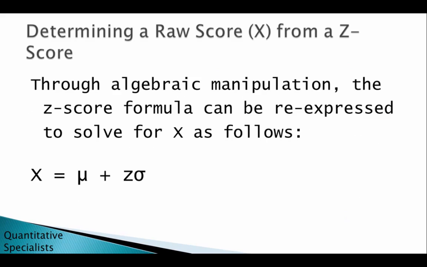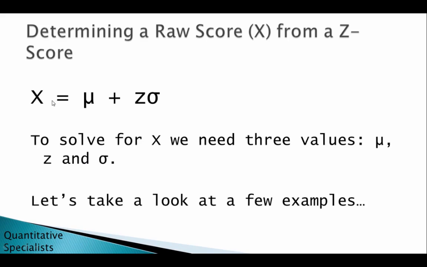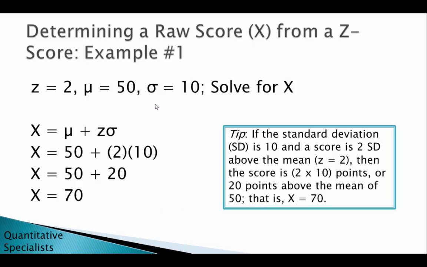Now we can take the z-score formula, and through algebraic manipulation, it can be re-expressed to solve for x as follows. X equals mu plus z times sigma. Once again, this is just the z-score formula where we've isolated x, and this is often provided in textbooks. So we use this formula when we don't want to find a z, but instead when we want to find an x. To solve for x, notice that we need three values: the mean, the z-score, and sigma, the standard deviation. So let's go ahead and take a look at a few examples.